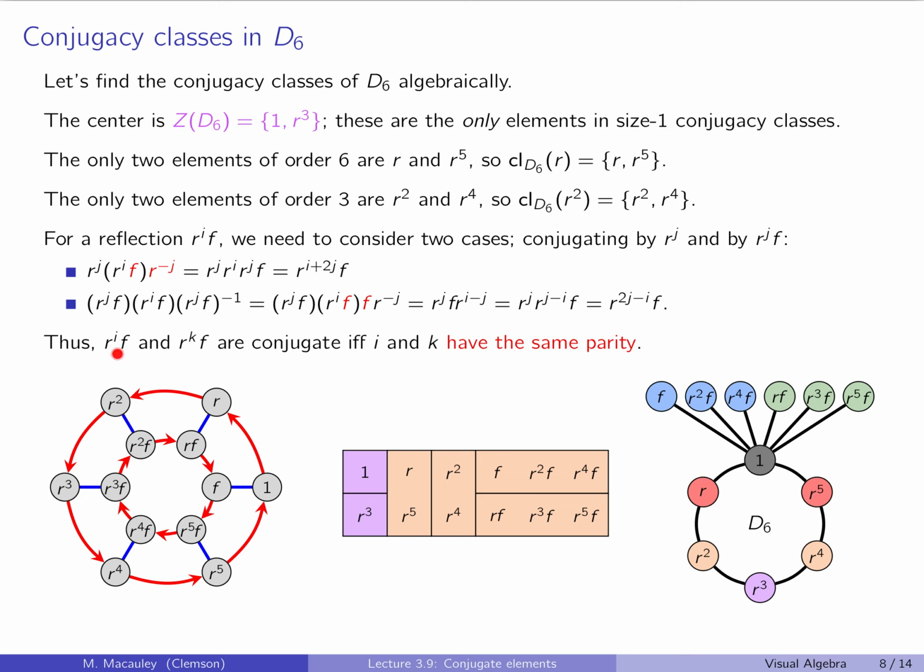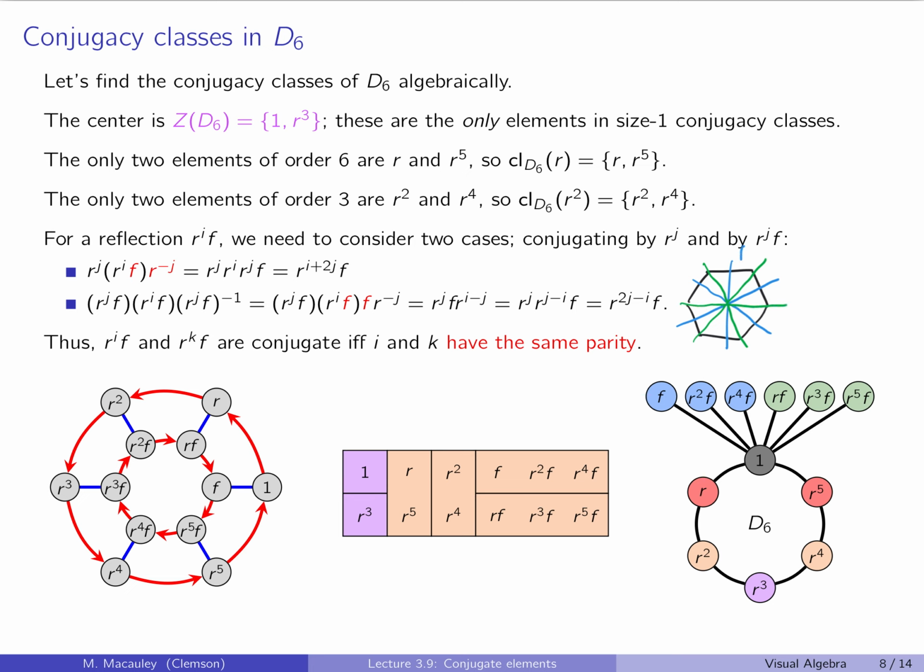Therefore, R to the I F and R to the K F are conjugate if and only if I and K have the same parity. So here is the partition of the 12 elements of D6 into conjugacy classes. Here is the cycle graph where I've color-coded them by conjugacy classes. So these two are the center. These are the so-called side bisecting reflections. So they look like this: F, R squared F, R to the 4th F. And then the green ones are the so-called angle bisecting reflections.